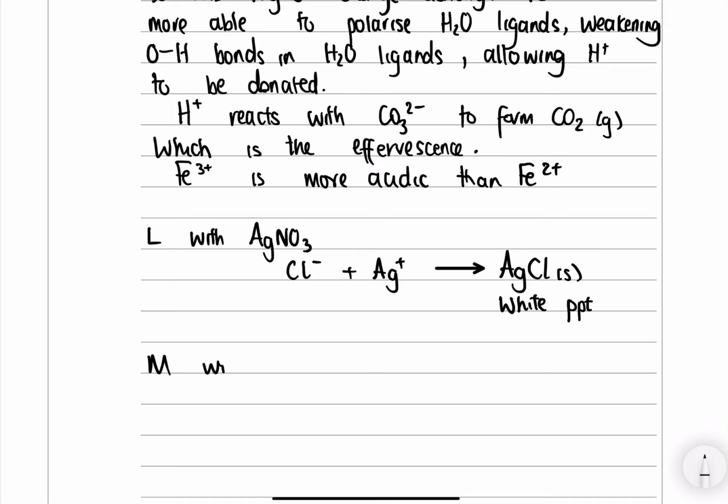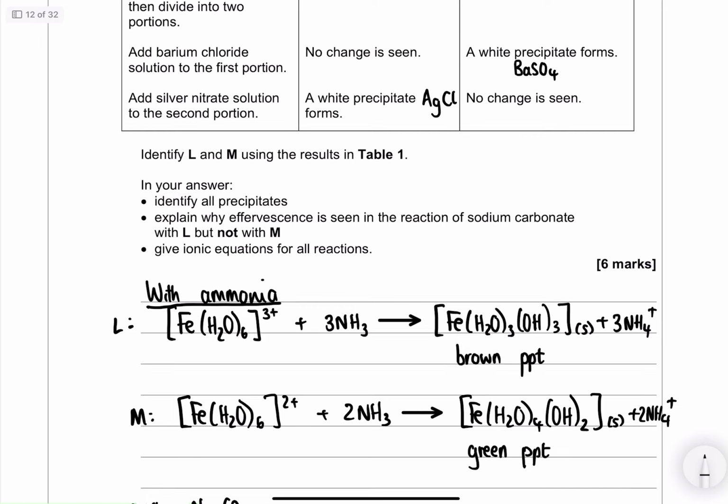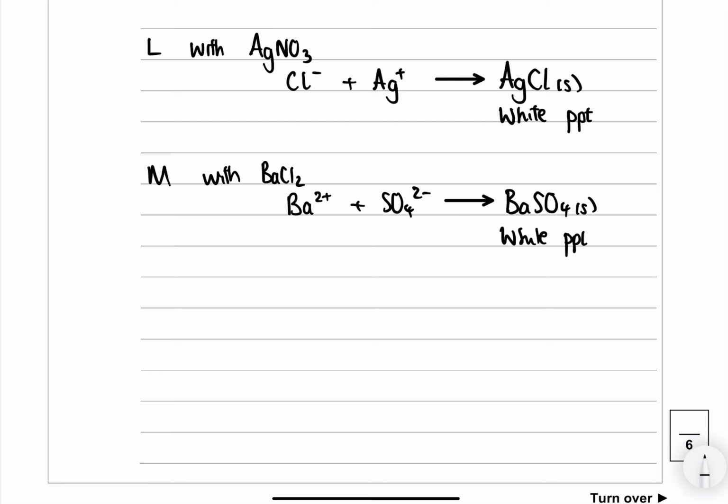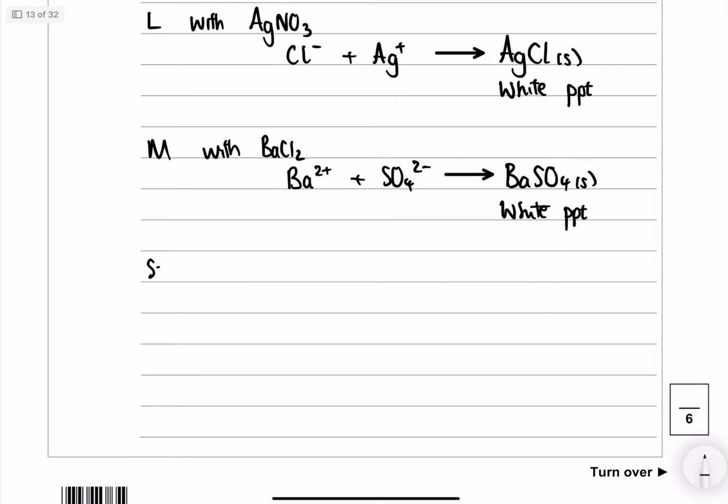And M with, was it barium chloride that they used? Yeah. M with barium chloride. So we got Ba2 plus plus SO4 2 minus gives barium sulfate solid, and that was our white precipitate. So L is Fe, and it was 3 plus and Cl minus, so FeCl3, and M was Fe2 plus and SO4 2 minus, FeSO4.